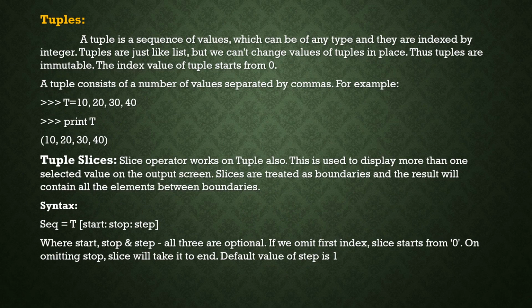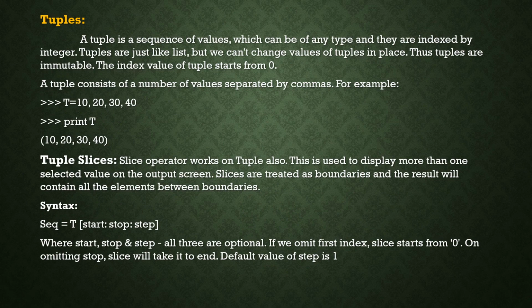Slice operator works on tuples also, and it works on strings, lists, etc. This is used to display more than one selected value on the output screen, or a particular value. Suppose you want to select, then we can use tuple slices. Slices are treated as boundaries, and the result will contain all the elements between boundaries. See, an example and the syntax are given.